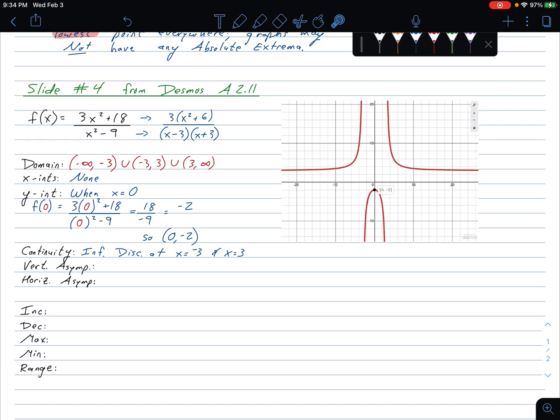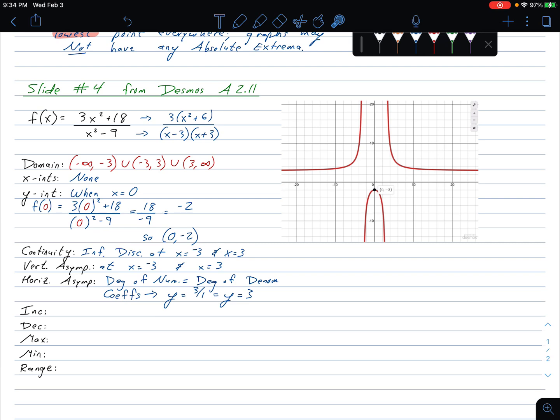Vertical asymptotes, those occur where I have infinite discontinuities. So they are at negative 3 and 3. These are them. I have 2 of them. They only occur at infinite discontinuities vertically. Horizontal, we know our rule. It says it's based on the degree of the numerator and the degree of the denominator. Since the degrees are equal, they're both powers of 2, I look at the coefficients. The coefficient of my x squared on top is a 3. Coefficient of the x squared on bottom is a 1. So my horizontal asymptote is at y equals 3, and it looks like it is.